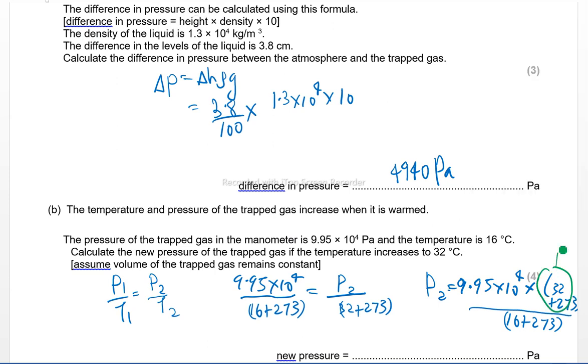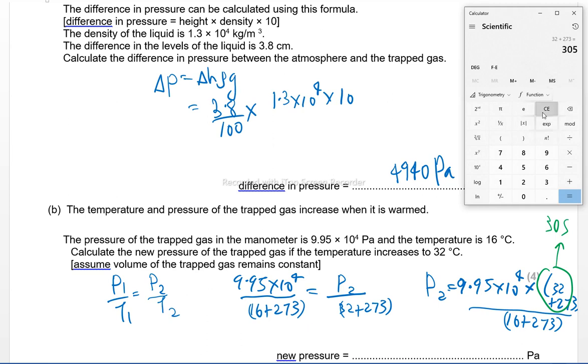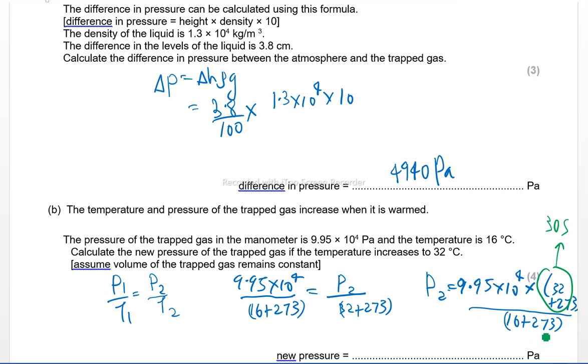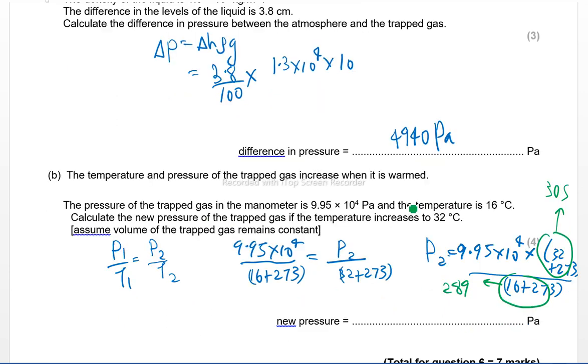It's 305. And 16 plus 273, which will be equal to 289. So instead of this, I can write 289, right? Okay, we'll use the calculator and try to get the answer.